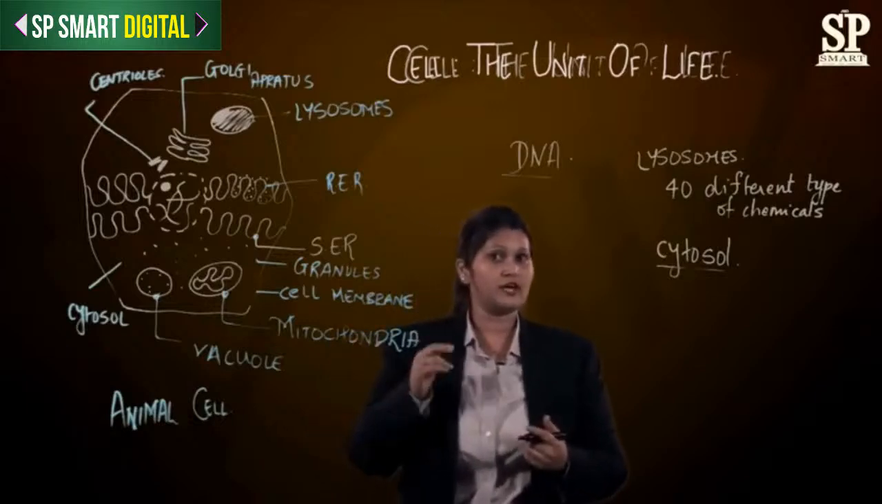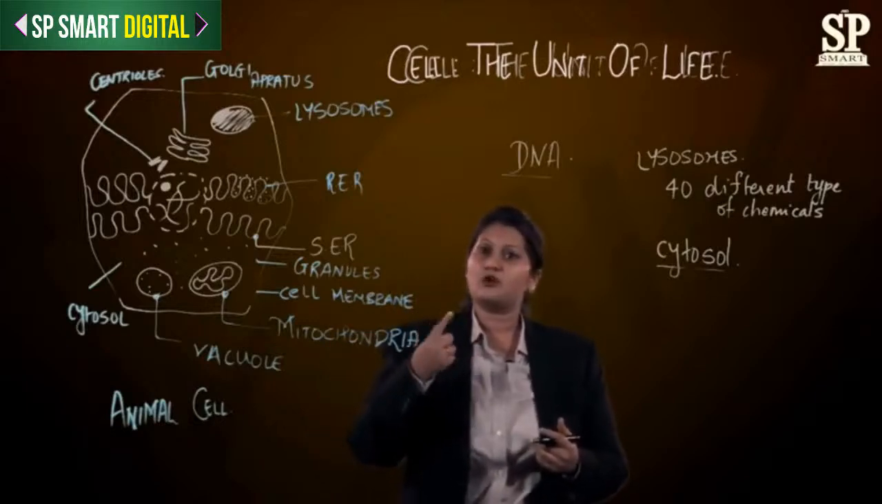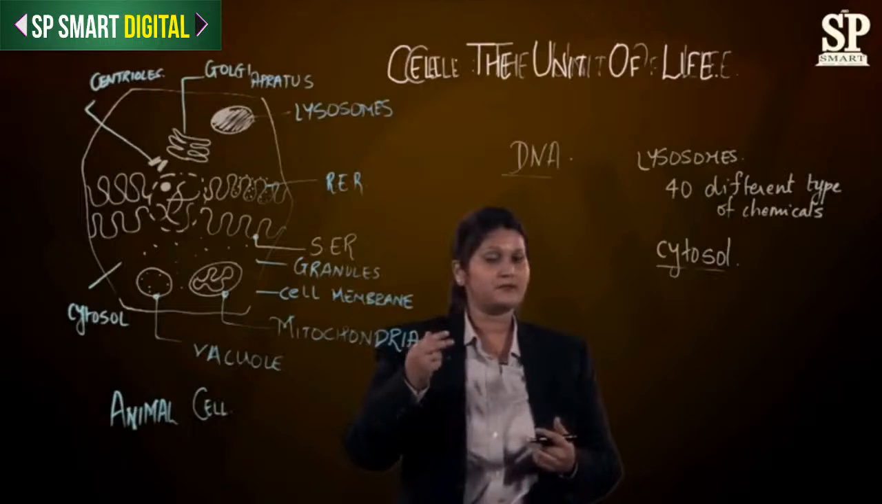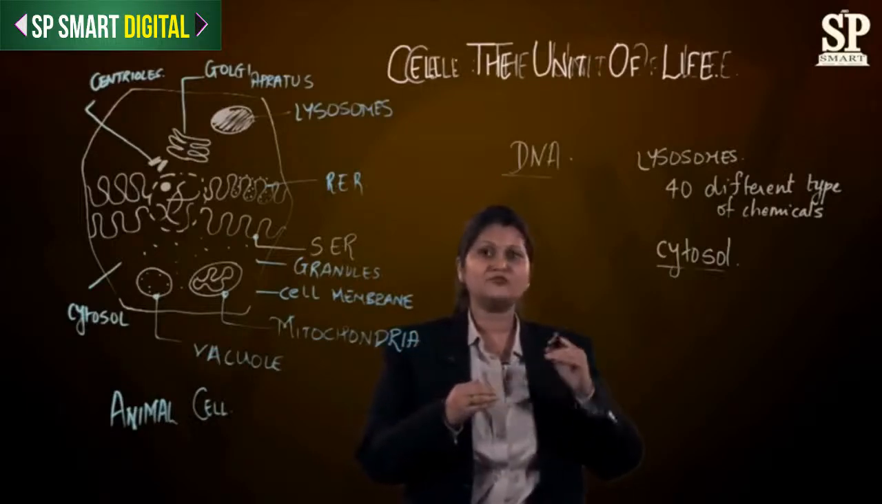The next cell organelle which is there is mitochondria. In the same way, mitochondria is double membrane. So the outer membrane and the inner membrane. The inner membrane will be into folds.